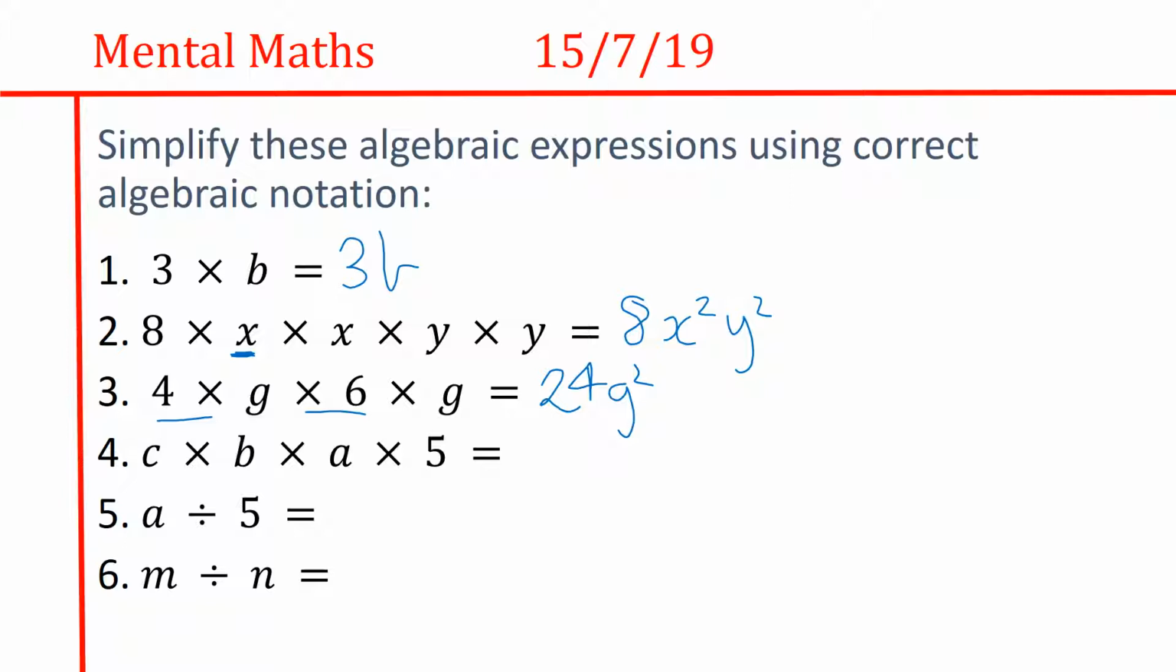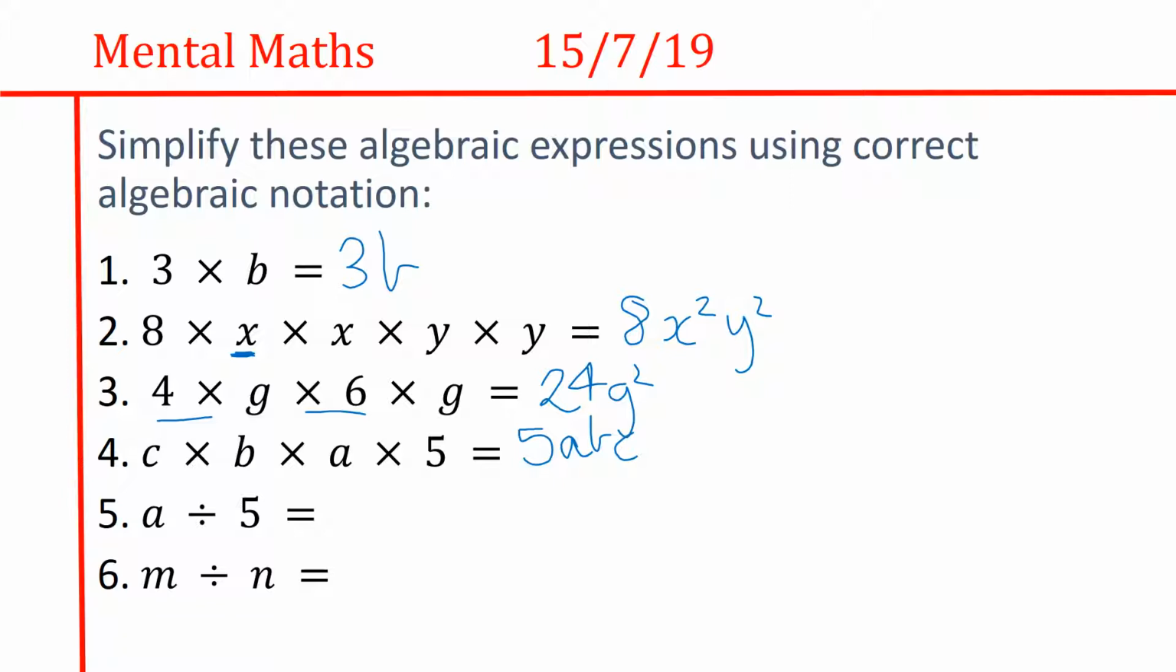Next one, question 4, you've got c times b times a times 5. When we're writing our algebraic expressions, it is best practice for the number to go at the start, followed by all letters in alphabetical order. So you'll notice here that my answer has 5abc, not cba as in the order of the question. Similarly, in question 2, I've got x squared before y squared because it comes first in the alphabet.